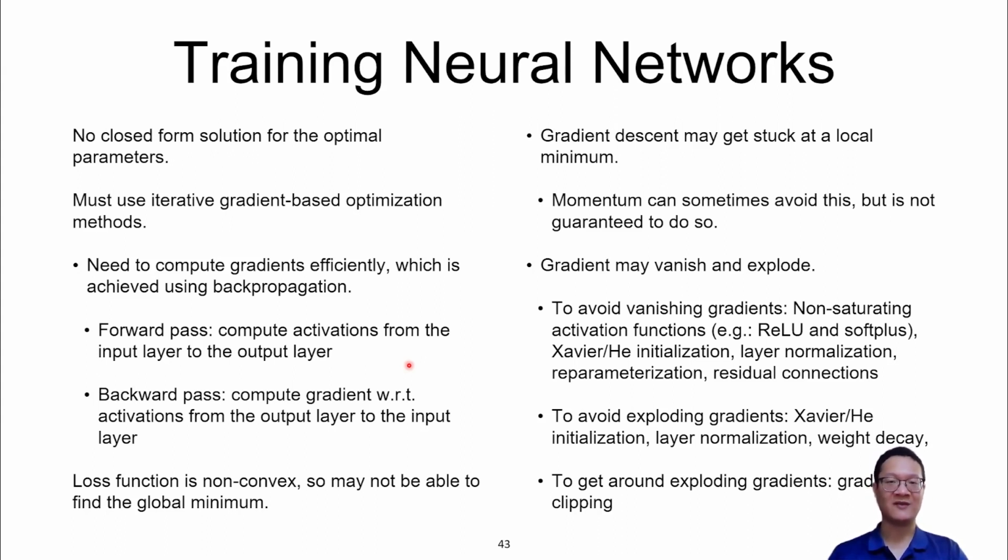With neural networks, we have done a lot of math on the expression of the gradient and discussed how the gradient of the loss function may vanish or explode. And we talked about several different ways of avoiding these issues. For example, to avoid vanishing gradients, we can use non-saturating activation functions such as ReLU and SoftPlus. We can perform proper initialization of the weights, perform layer normalization, reparameterization, and we can use residual connections.